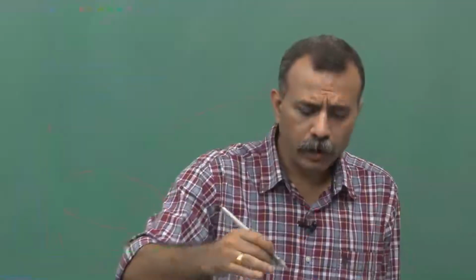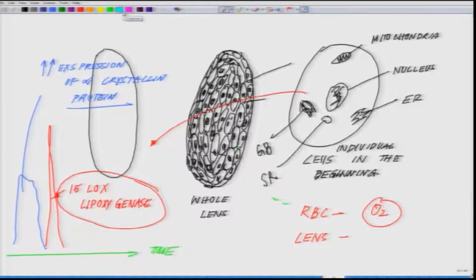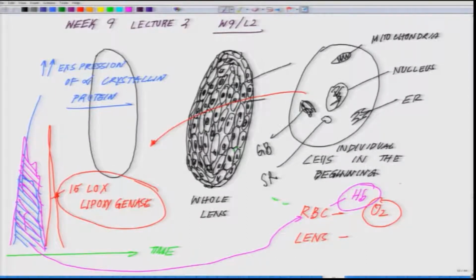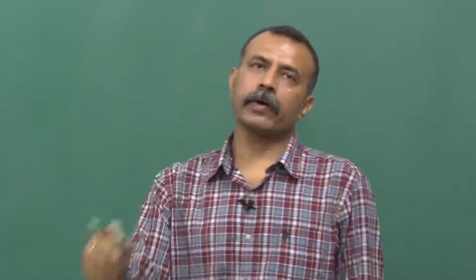In the case of RBCs, what happens is, let me just put it down. So this is lecture 2, week 9, so W9 L2. Now, in the case of RBCs, out here where you see the expression of alpha crystalline protein in the case of lens, in case of RBC, this is replaced by hemoglobin.